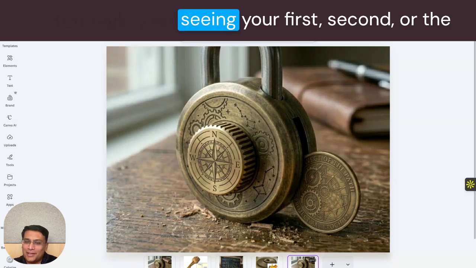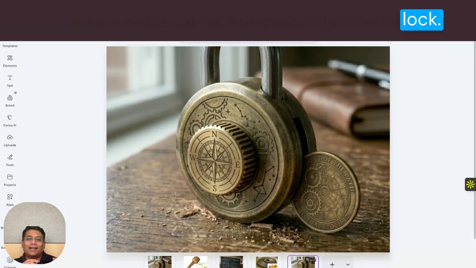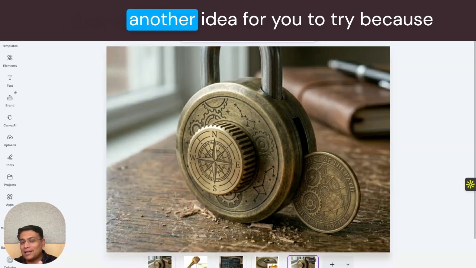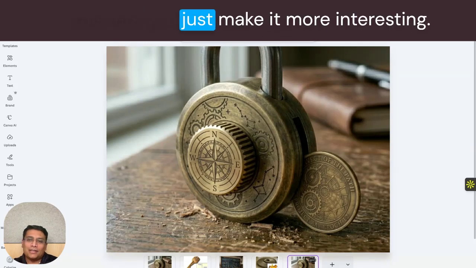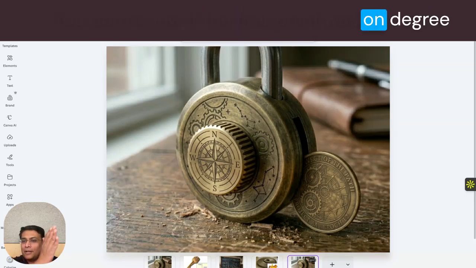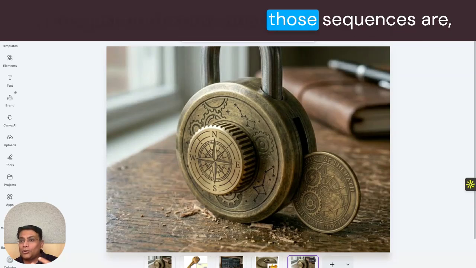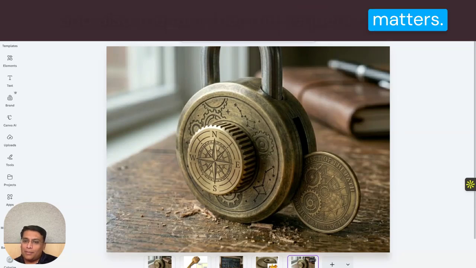It was really cool seeing your first, second, or third attempt at building an unpickable lock. I enjoyed the video. This is another idea for you to try, because this lets you make it more interesting. You don't know if the first point was on degree 1 and the second one was on degree 49 and the third one was degree 270. You just don't know what those sequences are, and also the fact that the sequence matters.